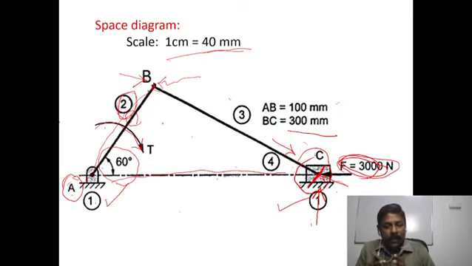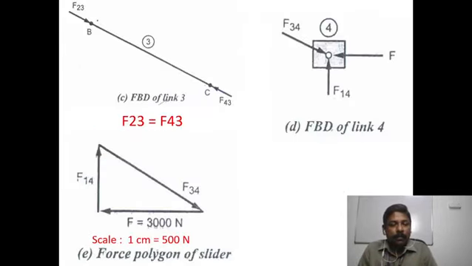Out of these 3, the simplest link is link 3, the cutting rod, which is subjected to only 2 forces. So first we will take that link and draw its free body diagram. So this is the free body diagram of link 3. Here we use the mini drafter or roller scale, and we have to exactly copy the same link at the same angle and the same length. So this is the free body diagram of link 3.